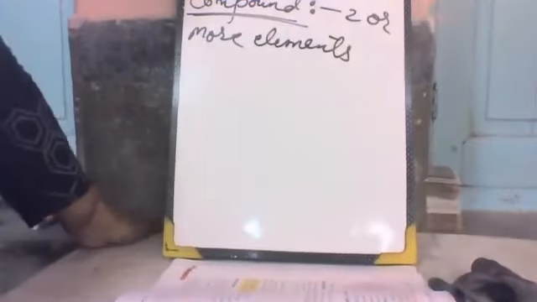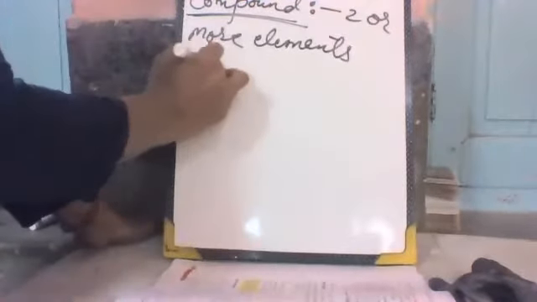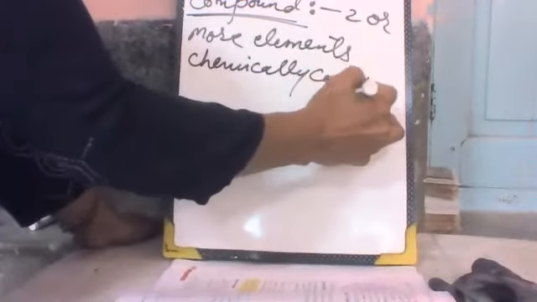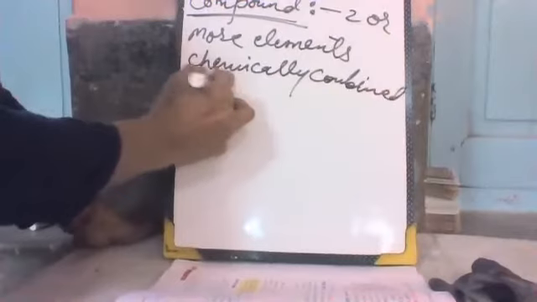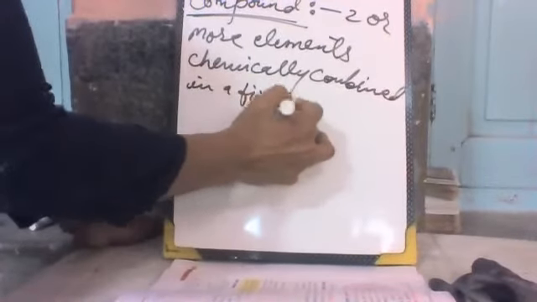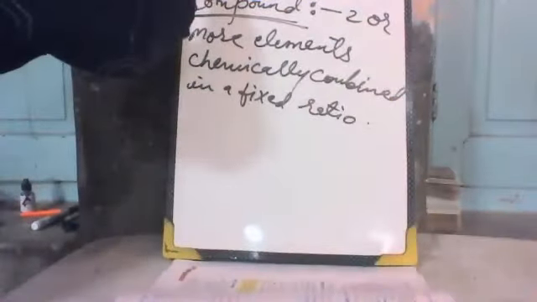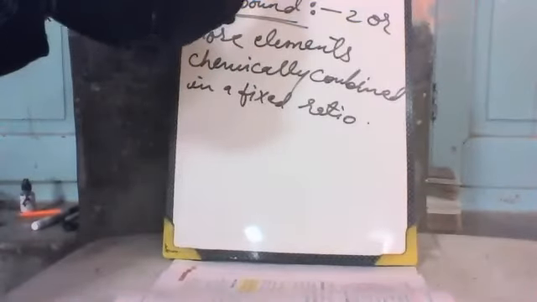More elements chemically combine in a fixed ratio. They chemically combine in a fixed ratio. We have here an example of water. H2O is a compound.